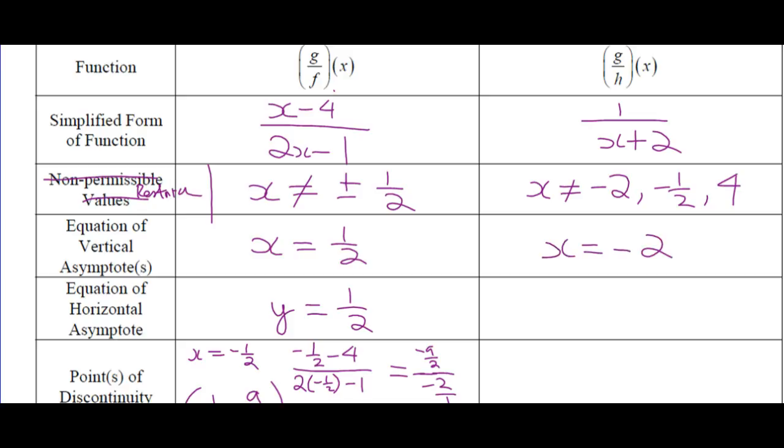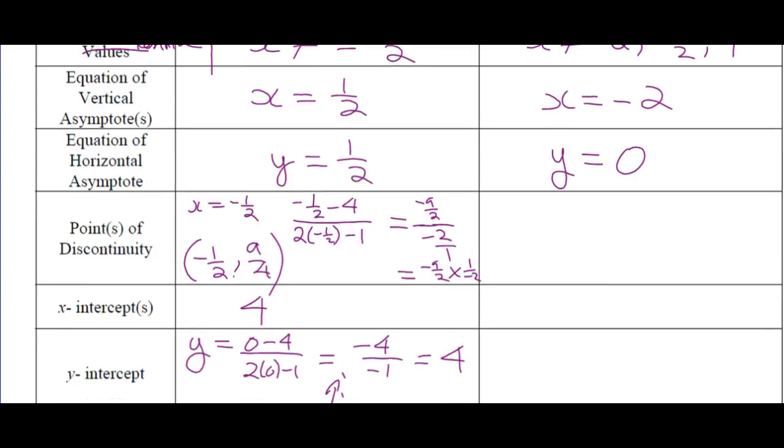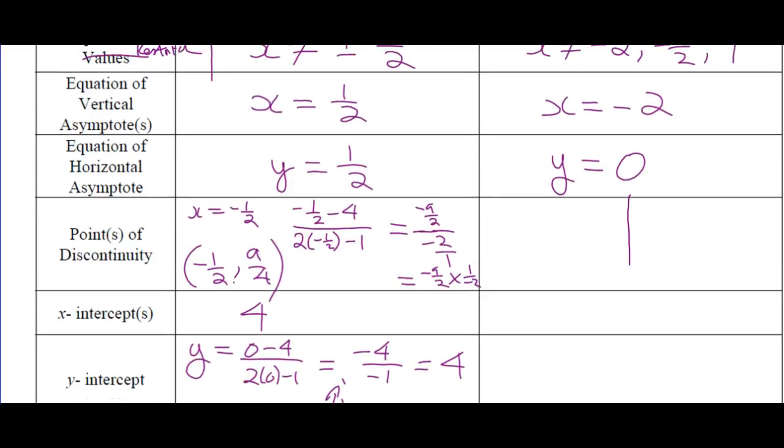The equation of the horizontal asymptote: we've got 1 over an extraordinarily large number, which is nothing really, so it's y equals 0. It's not that there isn't one, it really is nothing, it's 0. And points of discontinuity, in this case there are two, because we had two things crossed off. The first one was at x equals negative 1/2.